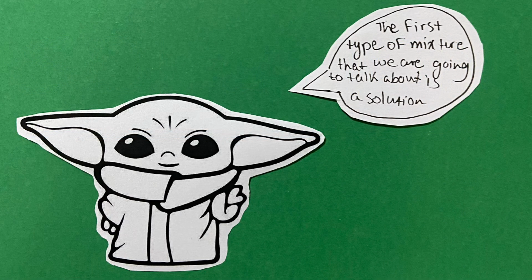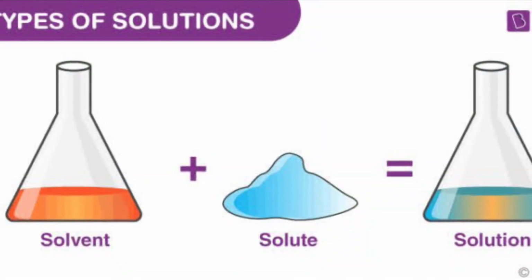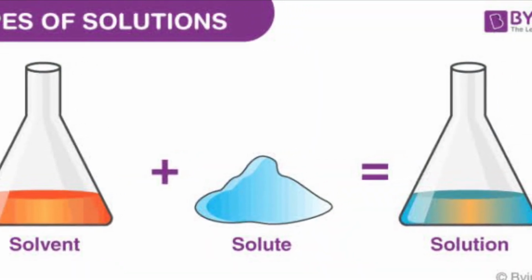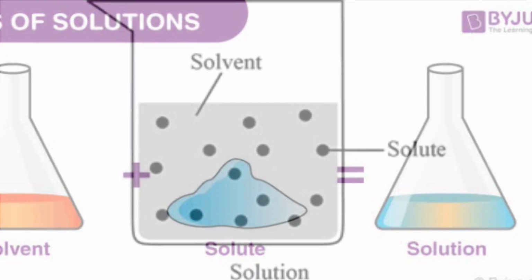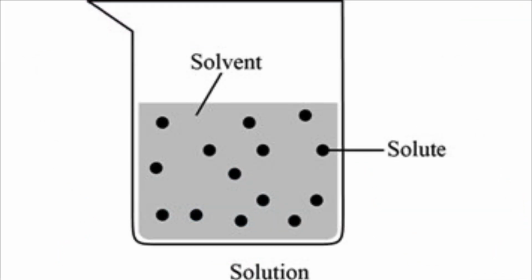The first type of mixture that we are going to talk about is a solution. A solution is a homogeneous mixture of two or more substances in a single phase. In a solution, atoms, molecules, or ions are thoroughly mixed, resulting in a mixture that has the same composition and properties throughout.